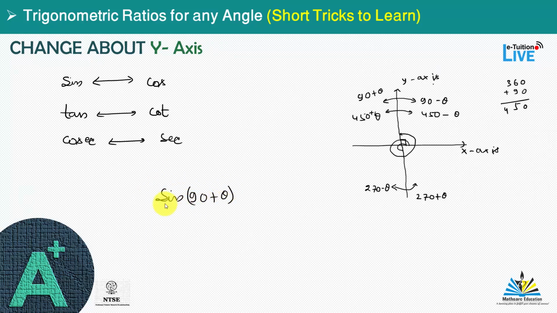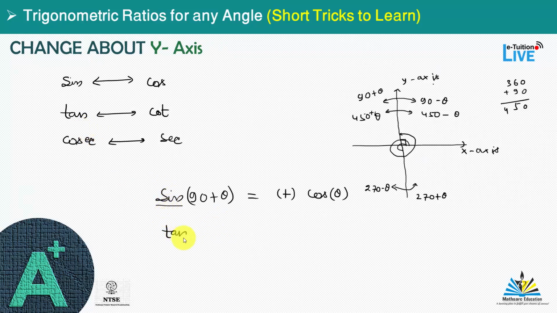Like sine of 90 plus theta. What we need to do is change sine into cos theta. So sine will change into cos. One more thing we need to think about is the sign of the trigonometric ratio. Let's say we have the formula for sine of 90 plus theta. Then sine will change into cos theta. And sine is positive in the second quadrant. 90 plus theta is in the second quadrant, hence sine is positive, so we need to apply a positive sign here. So sine of 90 plus theta is equal to cos theta is the formula.